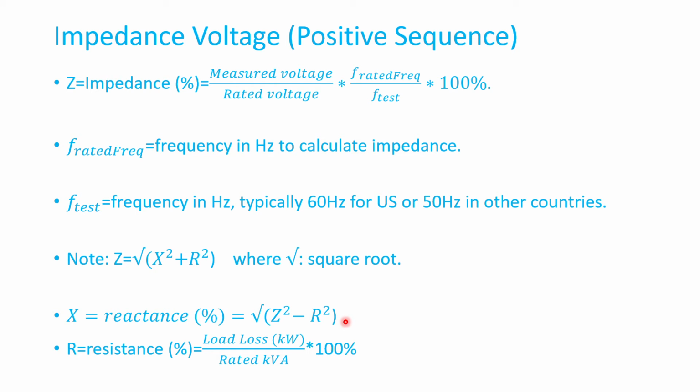So that's load losses. Now impedance voltage, or positive sequence impedance voltage, or short circuit impedance, because you short all terminals on the non-tested windings. So if we call Z the impedance in percent, it is equal to the measured voltage divided by the rated voltage. One thing, you have to be consistent. If the measured voltage is line to neutral, then the rated voltage has to be line to neutral. If the measured voltage is line to line, then the rated voltage has to be line to line. So you have to be consistent.